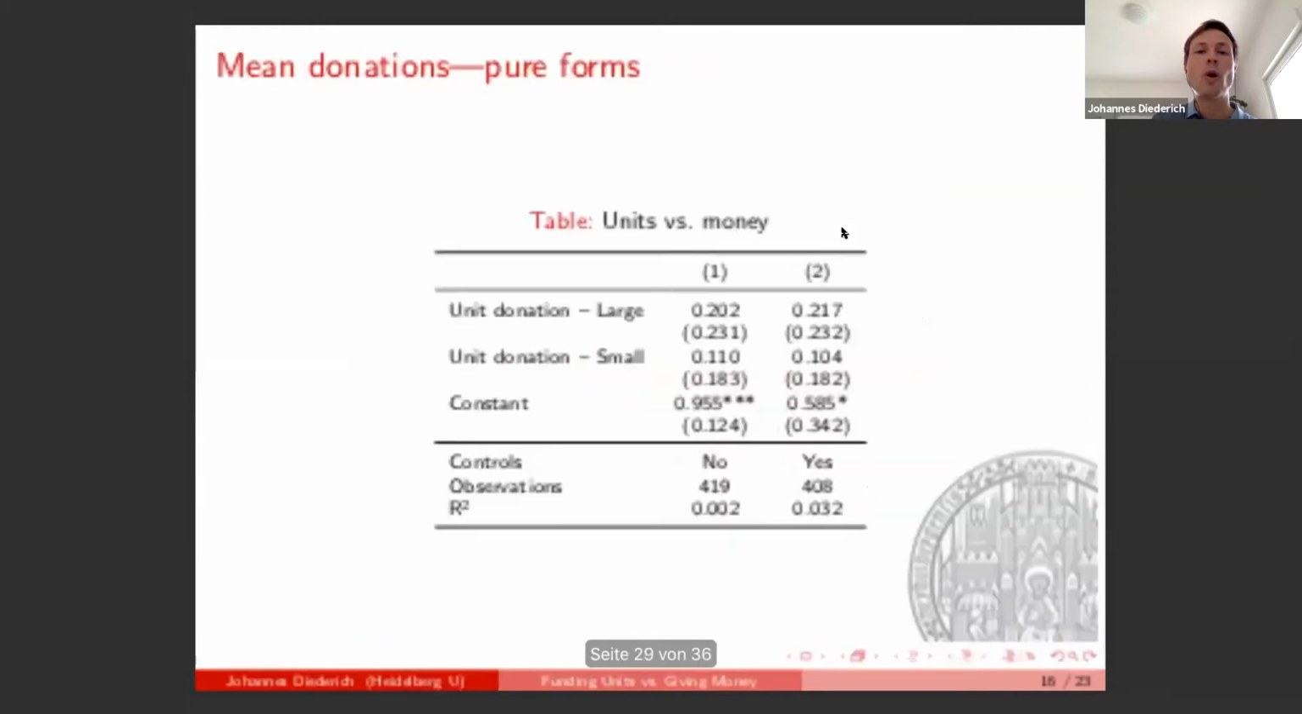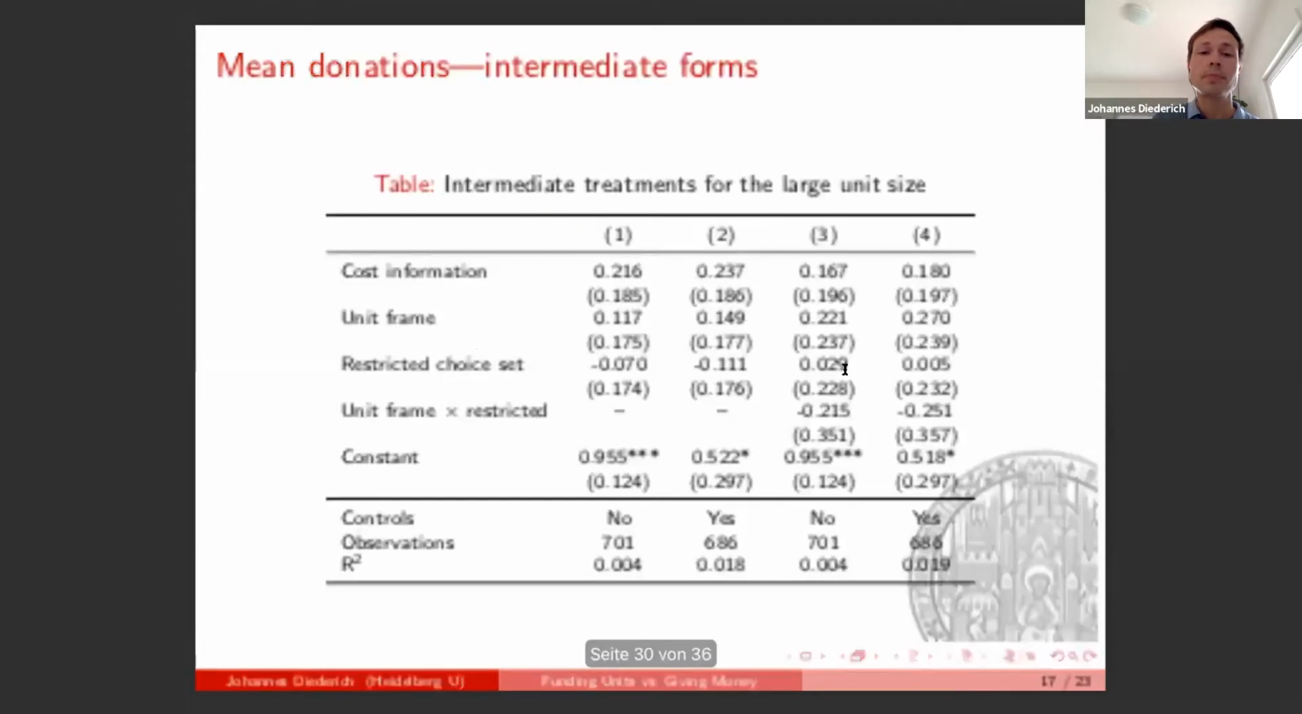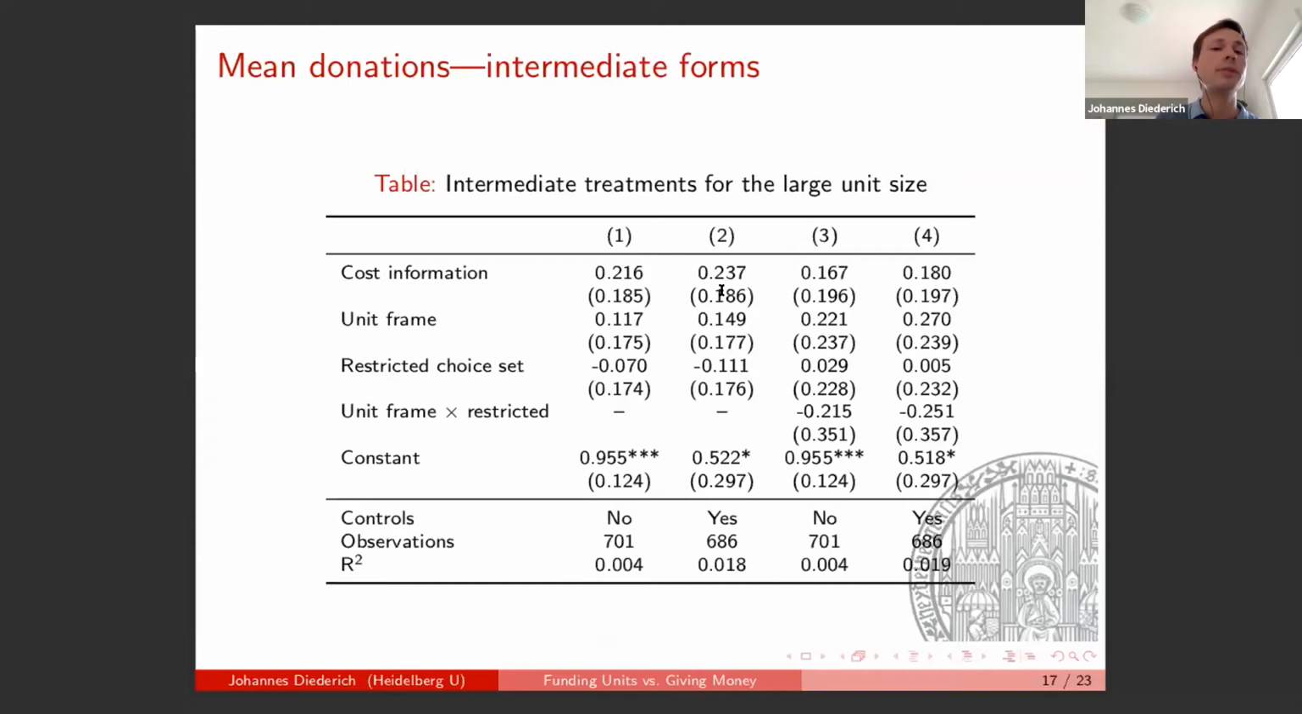With respect to overall giving, so mean donations, we do not see any significant change between the money donation and the unit donation schemes. And also for the intermediate treatments, it is not the case that any dimension introduces a change that is then offset by another dimension. There's just not much going on. So overall donations are the same.